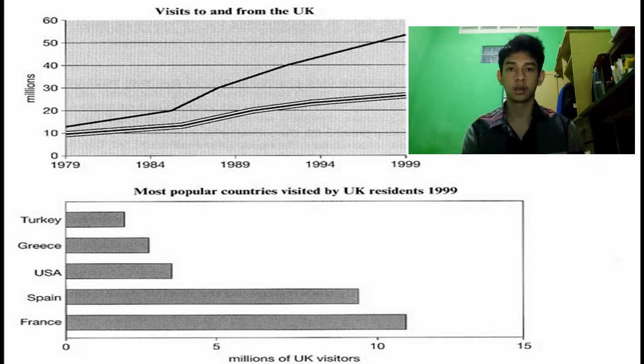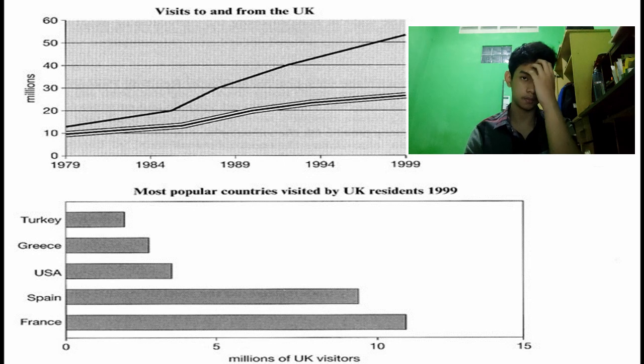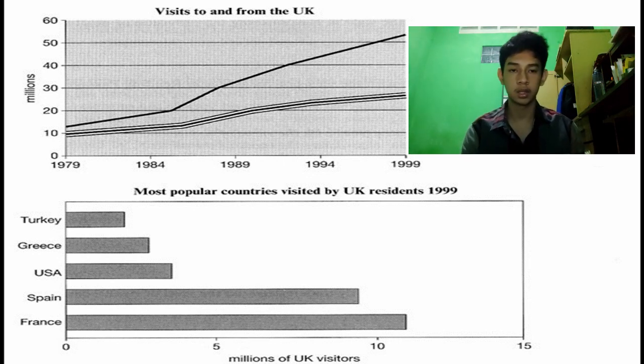The first chart, which is the line chart, explains the number of UK residents visiting overseas started just under 15 million in 1979 and significantly reached over 50 million in 1999.